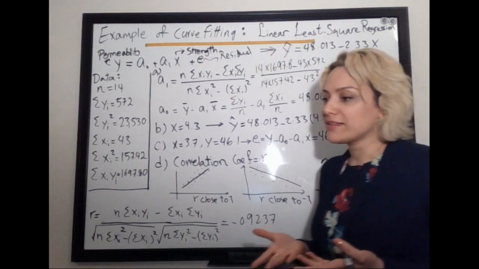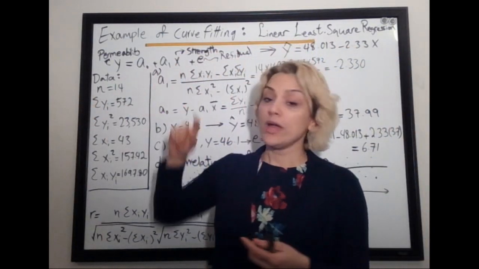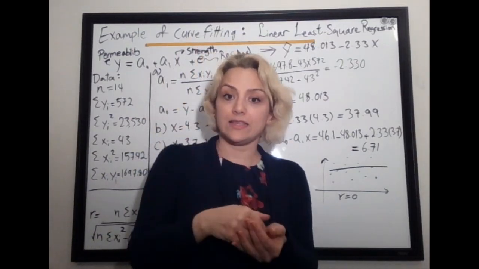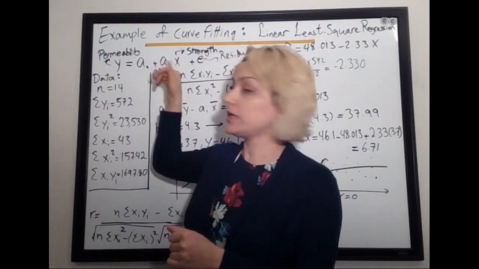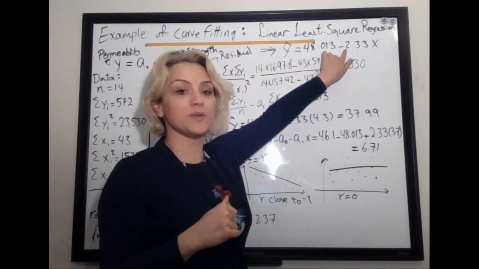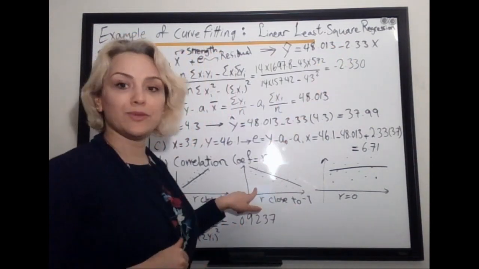So it means that these two variables are highly correlated, but in a negative way. So if one of them goes up, the other one goes down. Even when you look at the equation here, you can see the slope is negative. So the line that I'm going to have for this one is going to be similar to this line.